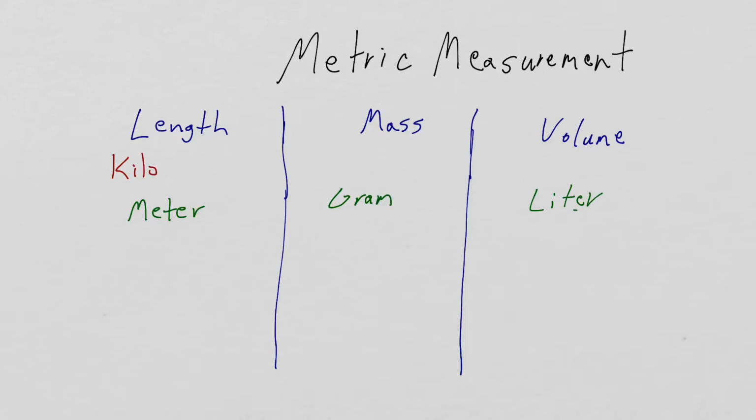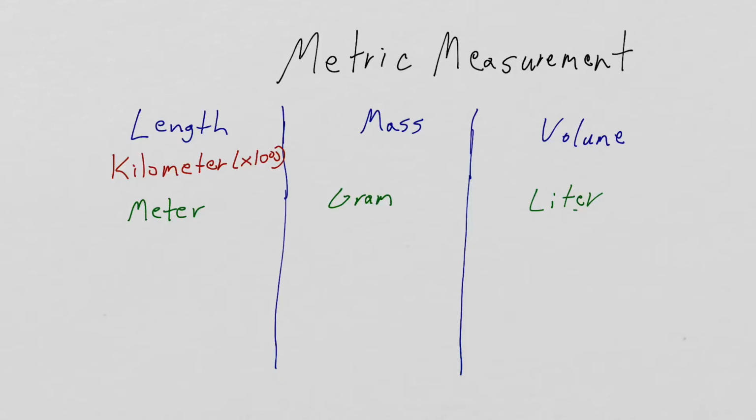Now, kilo, if we put it in front of meter, makes kilometer. And what does it mean? It means times 1,000. That means a kilometer is 1,000 meters. Picture that meter stick that I mentioned before, and 1,000 of them basically end to end.